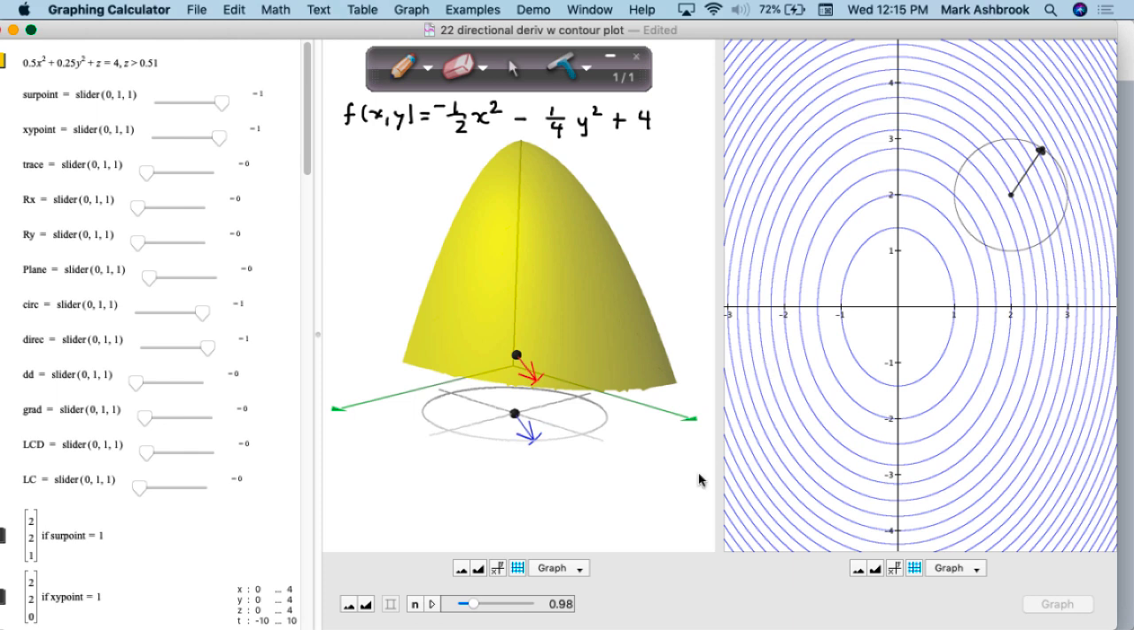Before we start, let's predict. What can you predict about the answer? The rate of change. Someone said negative. Agree with that? Yeah, because if you go a little bit in that direction, what will happen to z? It will go down, right? So we expect a negative rate of change.